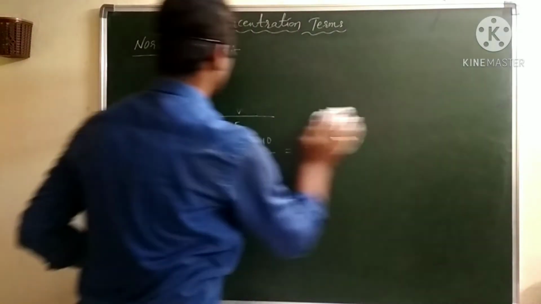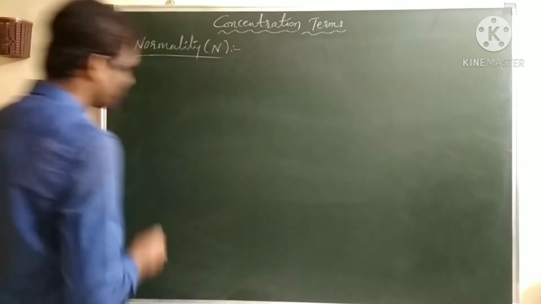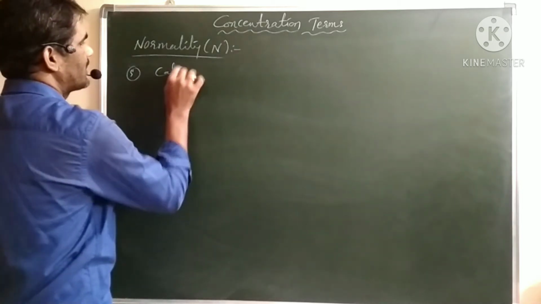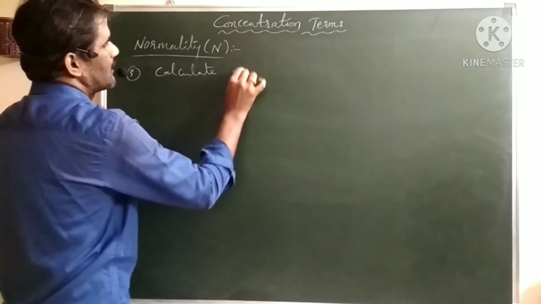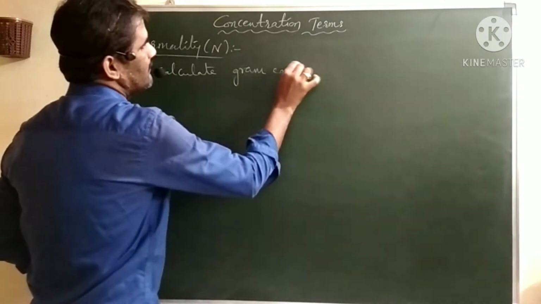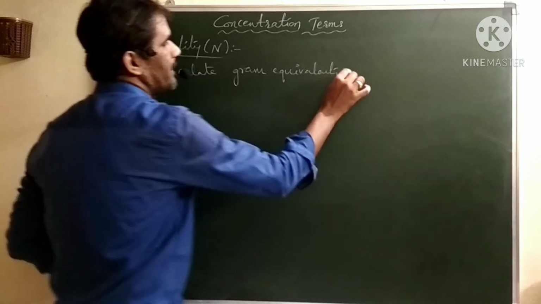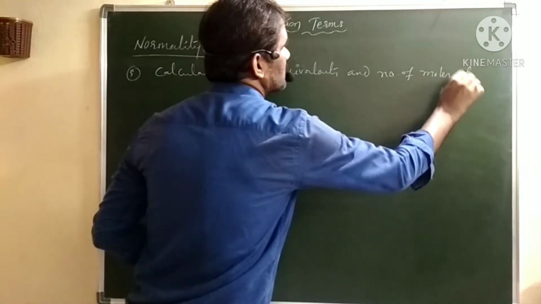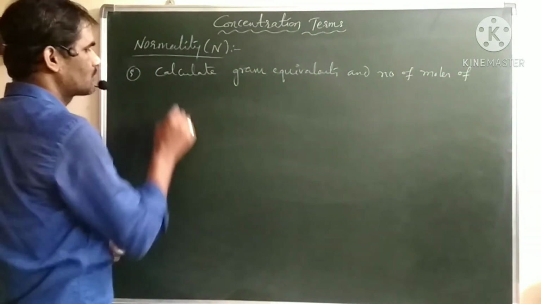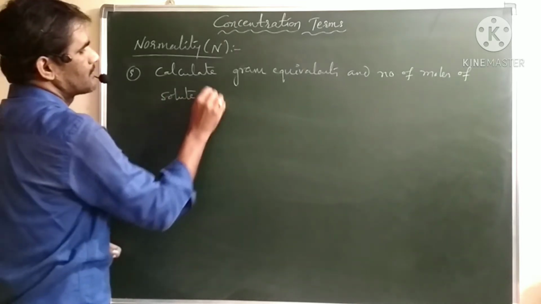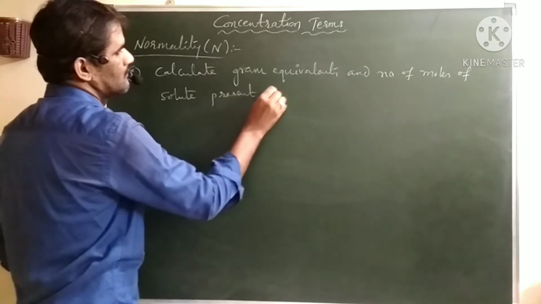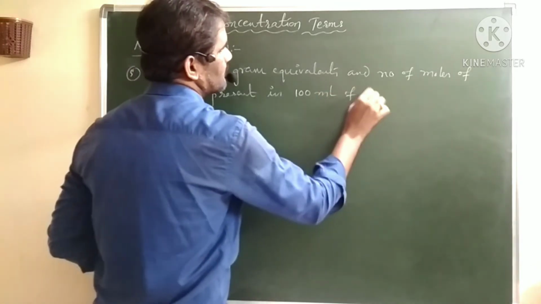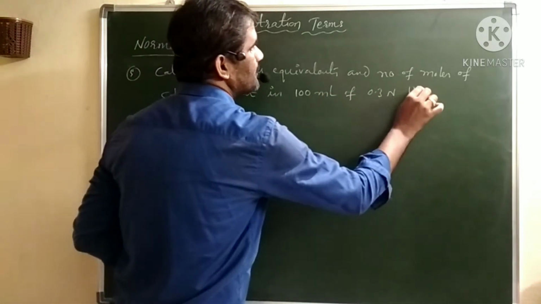Next, one more question here related to this normality again. Calculate gram equivalence and number of moles of solute present in 100 ml of 0.3 normal H3PO4.